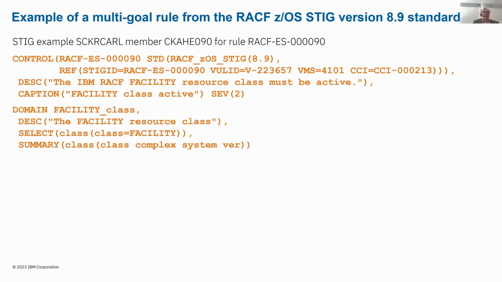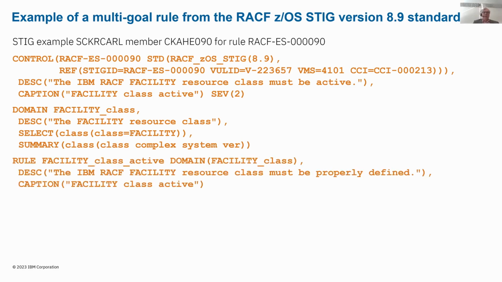Then we have a domain. In this case, we say select new list type class, and the selection clause is class equals facility. So we just look for one record per system with the class facility, just the definition of the class. And then we see a summary summarized by class, complex, system and version. So the last three, complex system version, basically counts it per system.